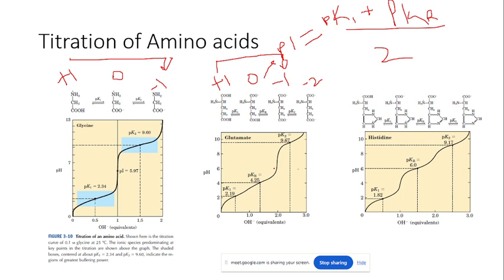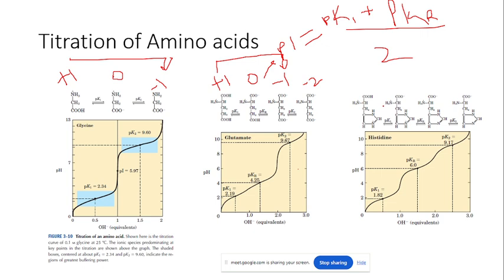So for this case, what will be the pI? (pK1 plus pKr) by 2. 2.19 plus 4.25 by 2. Yes, very good. Okay, so that will be the pI.